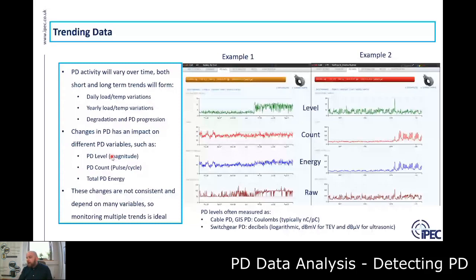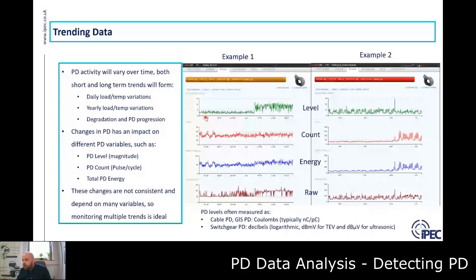So if we look on the right-hand side here, then here's an example that I picked out. So this is data from our permanent monitoring system. And what I've done is I've picked out two examples, looking at how the PD changes over time. So in example one, this top chart here is the PD magnitude measured in picocoulombs. So magnitude or the PD level. And each data point is when our monitoring system has recorded the data. And this time scale is over a two-week period for the purposes of this one.